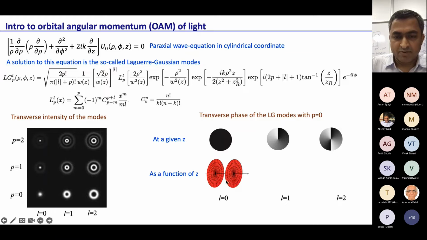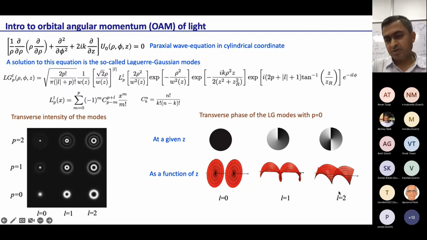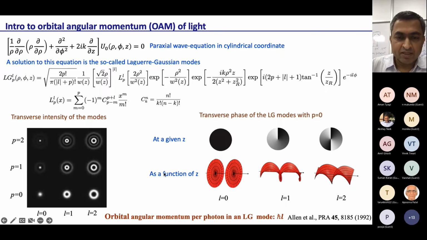If you plot it as a function of Z, for L equal to 0, it's a flat phase at every plane. L equal to 1 makes one helix. L equal to 2 is a double helix. This is all known, but one thing that made this very popular is the observation that in a Laguerre-Gauss mode, the orbital angular momentum per photon is actually h bar L. So per photon, the orbital angular momentum is an integral multiple of h bar, and L is an integer that goes from minus infinity to infinity.